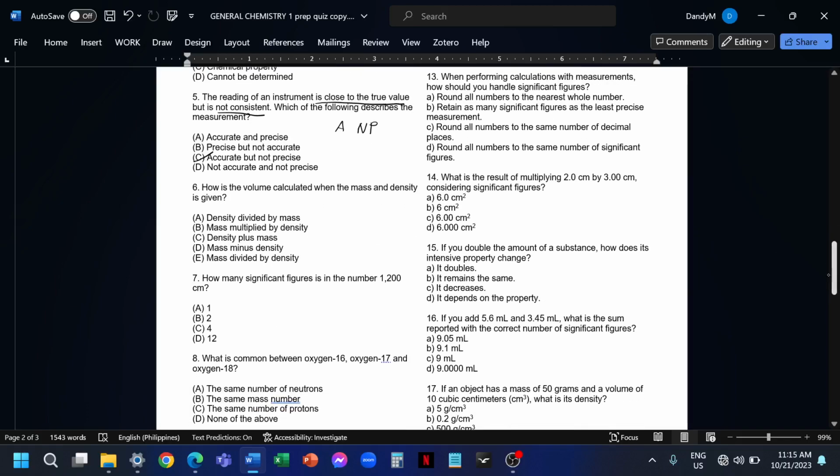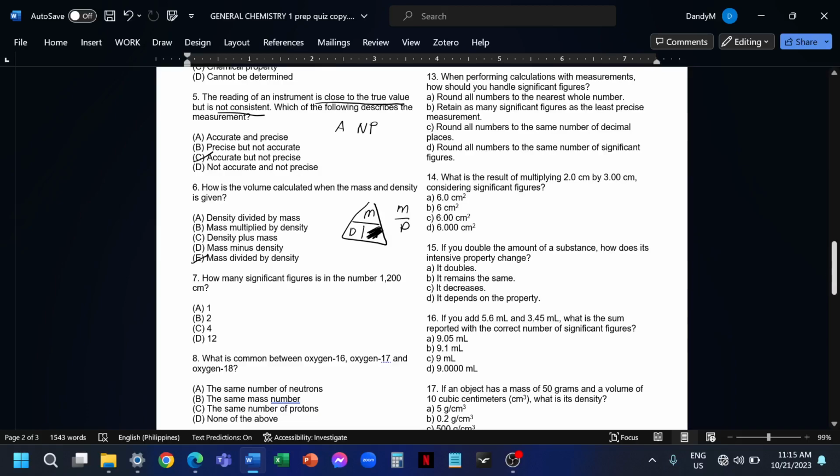Number 6, how is the volume calculated when the mass and density is given? So for this one, we have a shortcut. Just remember this triangle. That is, density is equal to mass over volume. So in this case, we are looking for the volume. If you're looking for the volume, just cover this part and this will give you the formula. So volume is equal to mass over density. That is letter E. So that's mass divided by density.